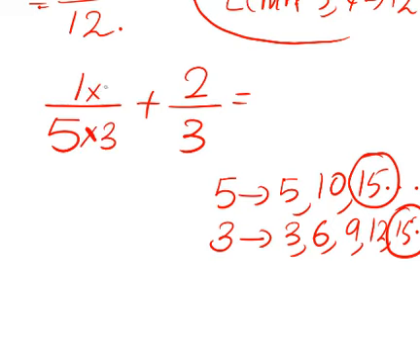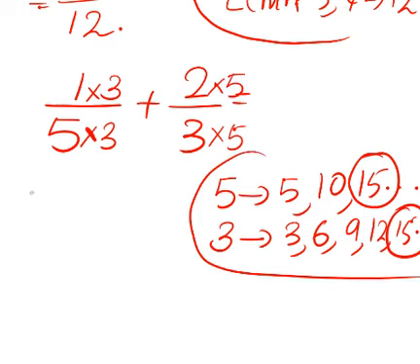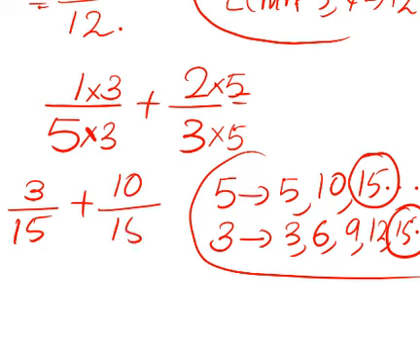You have to do the same thing with the numerator. Then how can you make this 3 into 15? 3 times 5 is 15. Please do the same thing with the numerator as well. Then the question changes to 1 times 3, 3 over 15, plus 2 times 5, 10 over 15.